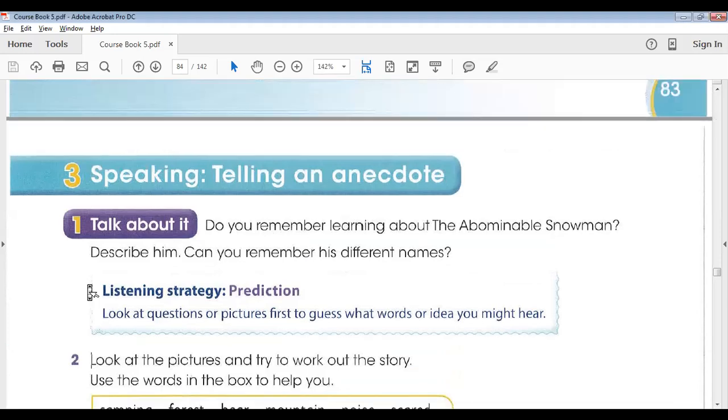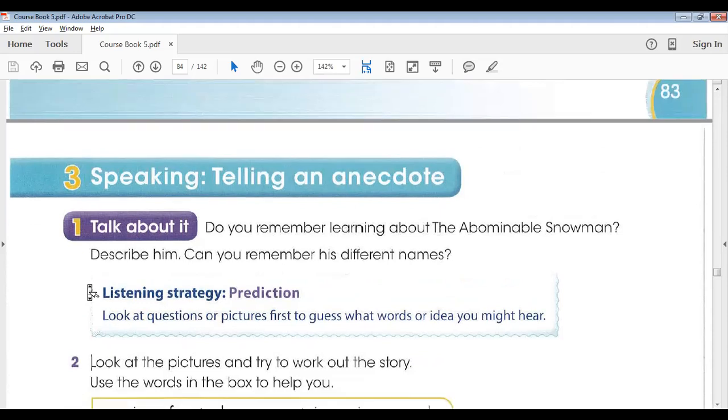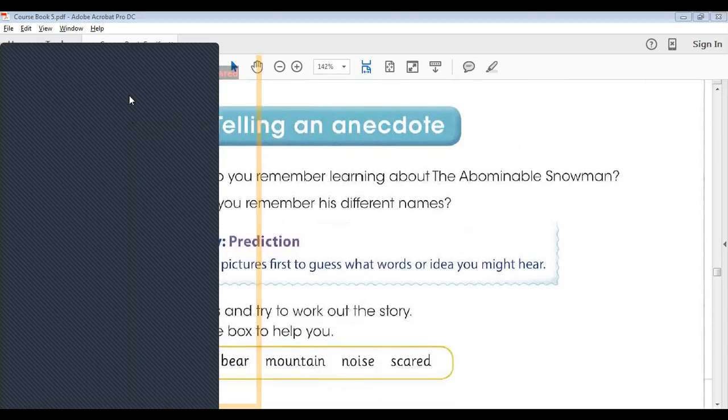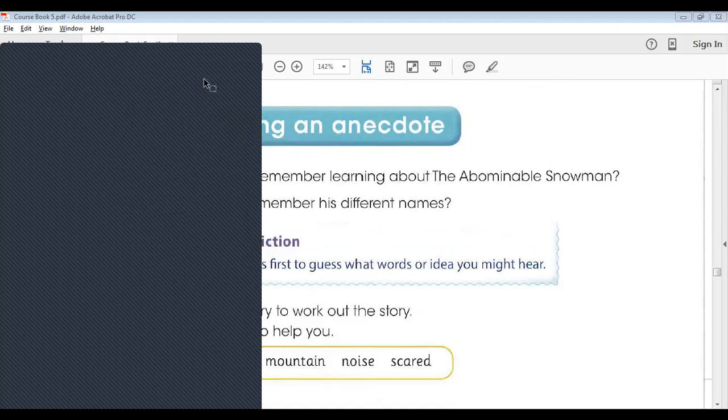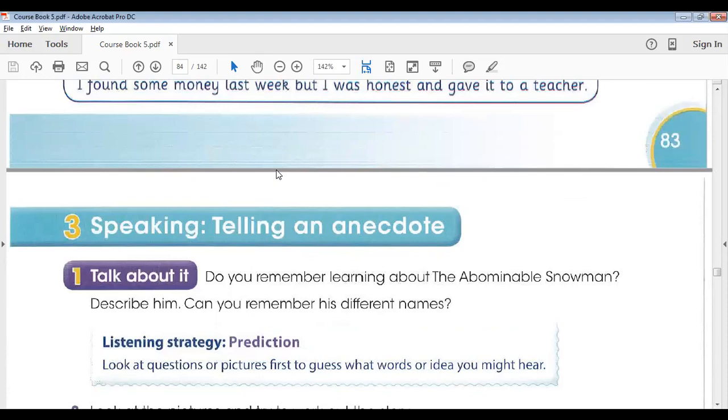Today we have started lesson 3, unit 6, English student book, page number 84 and 85. As you know, this whole unit is all about fables, myths and stories. So this lesson 3 is also about stories, telling an anecdote. Telling an anecdote is telling a funny story.